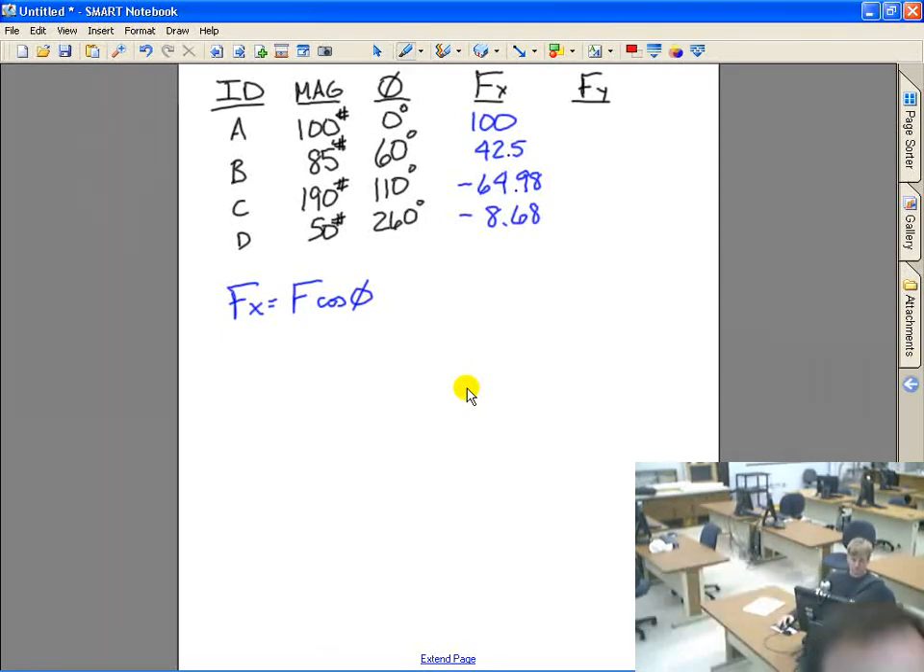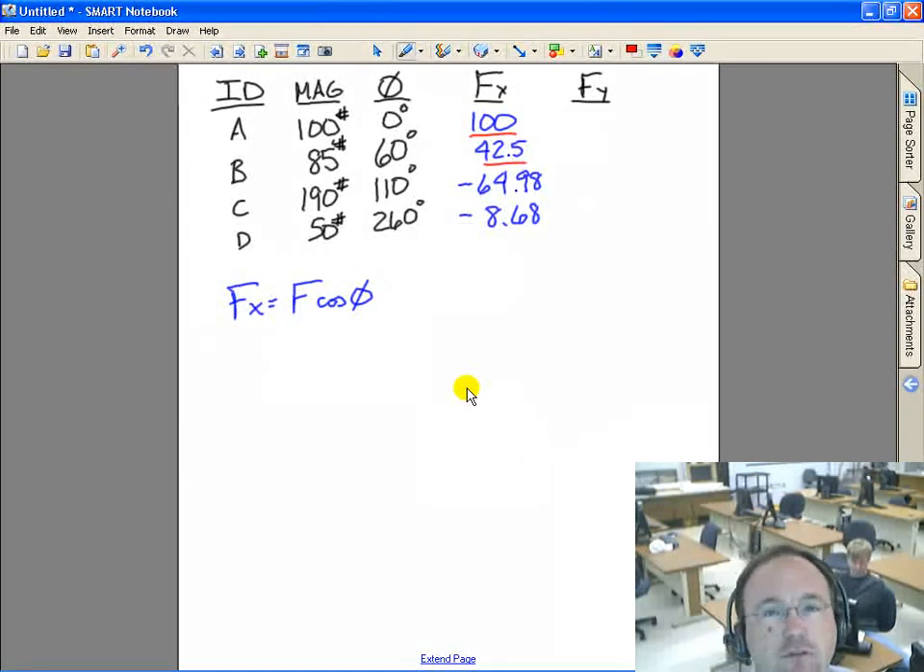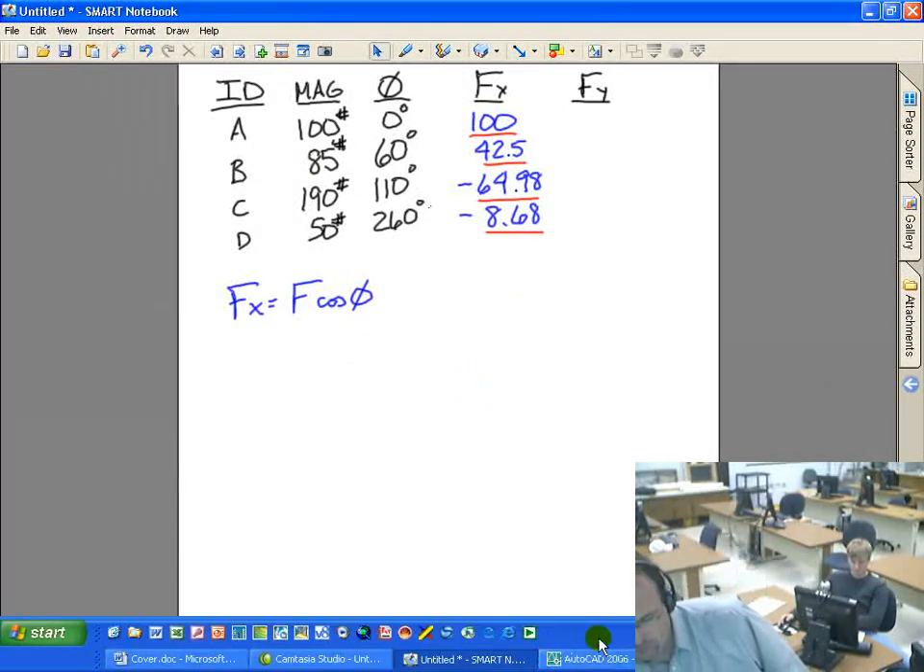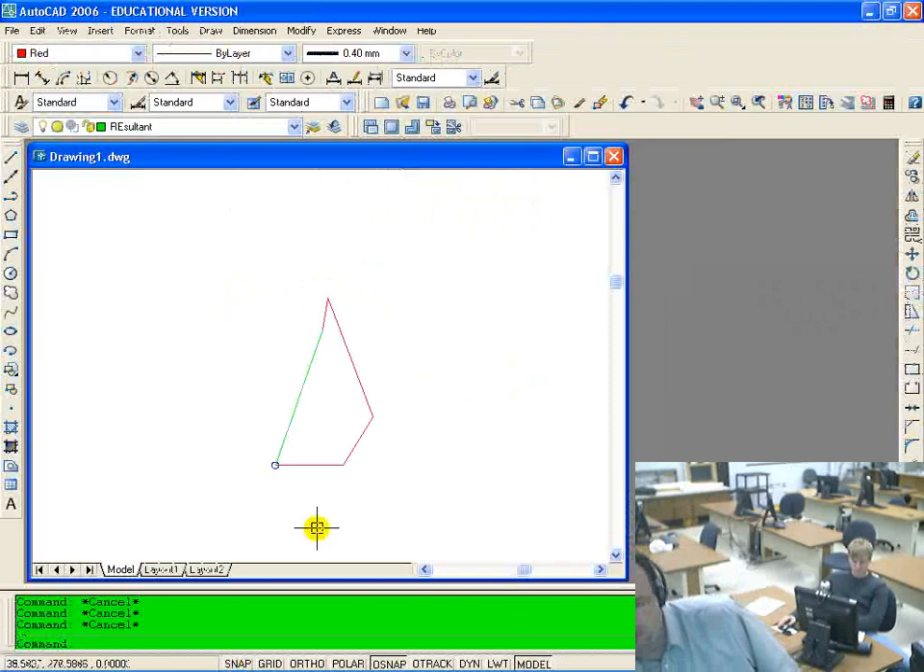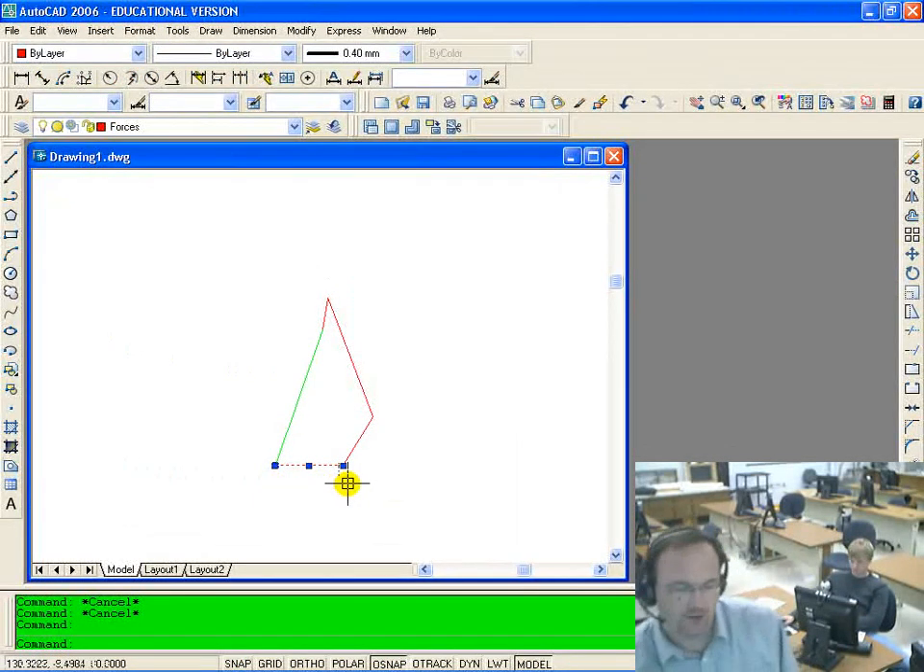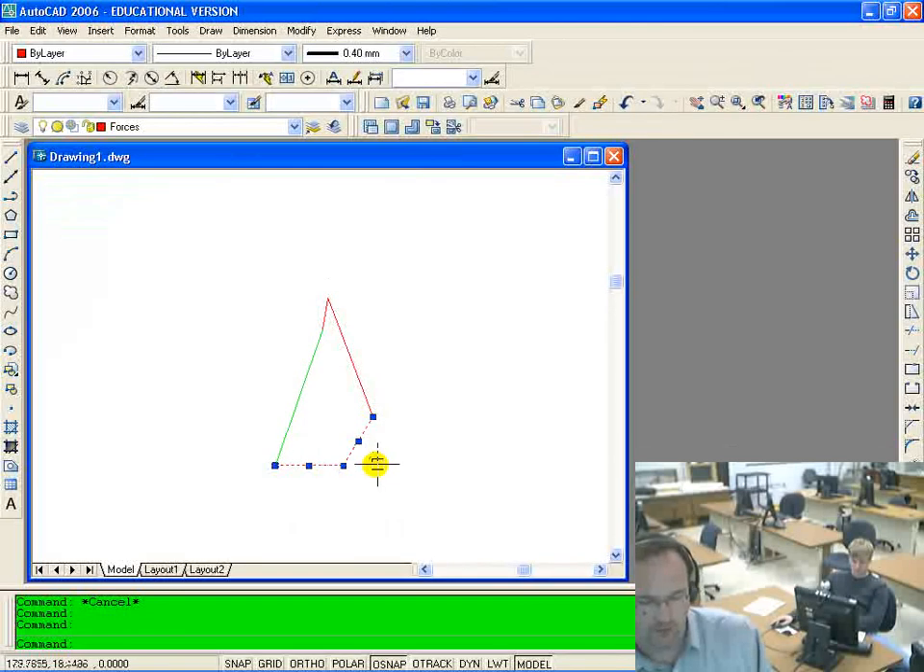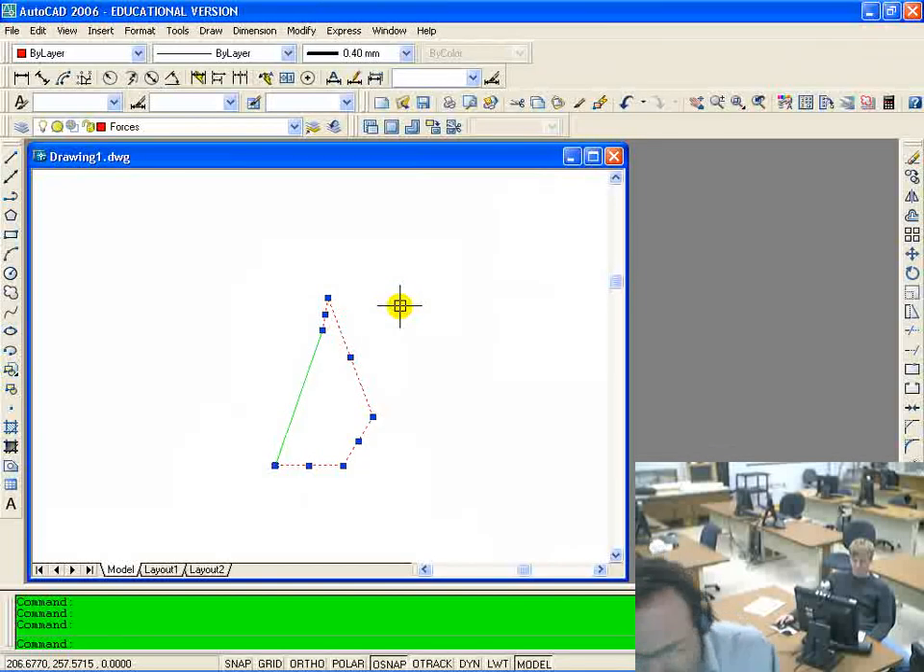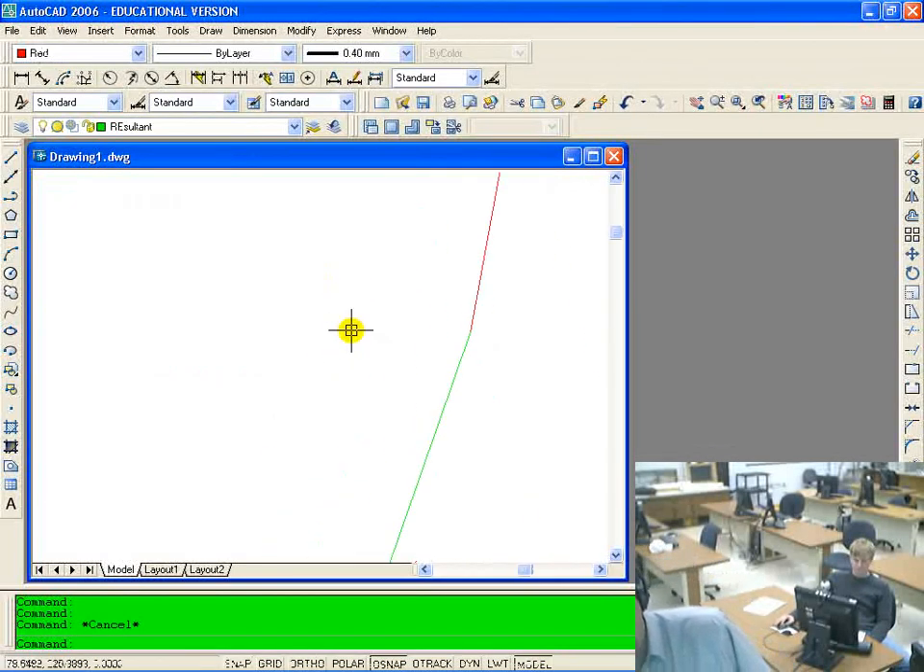Force 1 would cause a positive increase in x, force 2 would cause a positive increase in x, force 3 would cause a negative in the x direction, and force 4 would be a negative in the x direction. Let's go back and see if that makes sense graphically. So force 1 did indeed go from here, positive in the x. Force 2 did go from here, positive in the x. Force 3 did go backwards from here to here in the x, and force 4 did indeed go from here to here in the x. So graphically that does make sense.